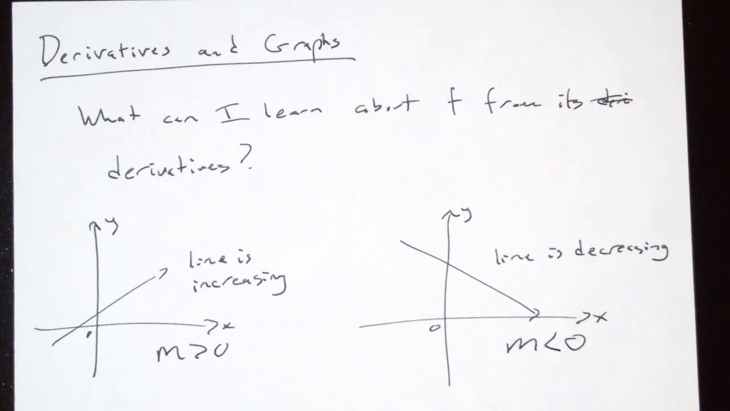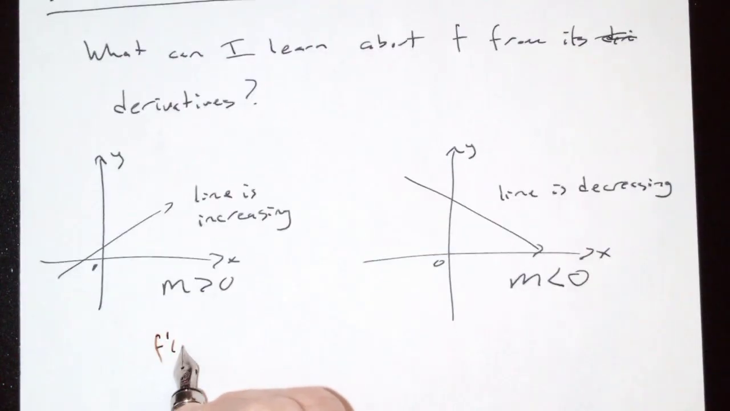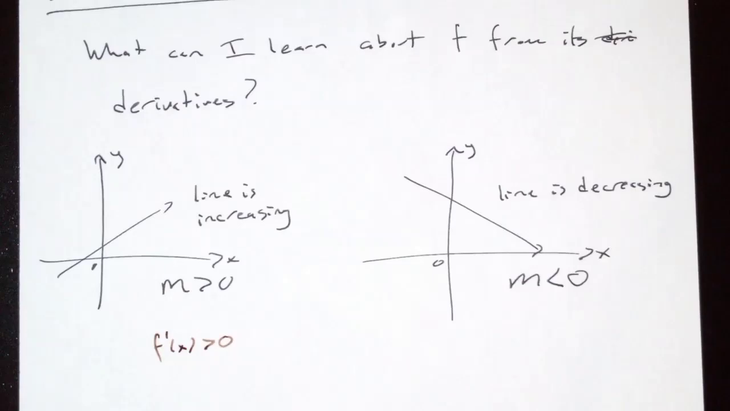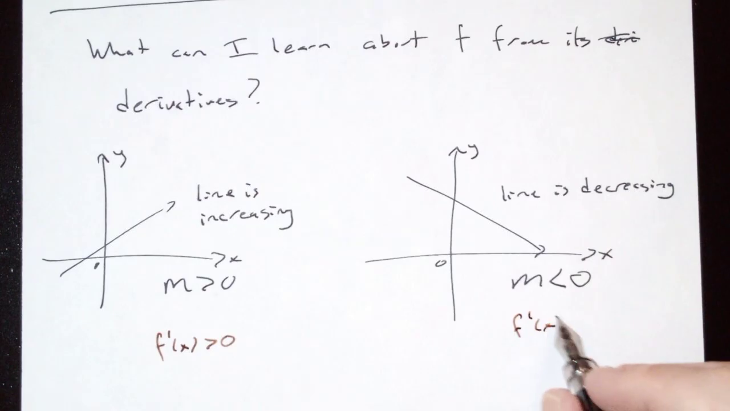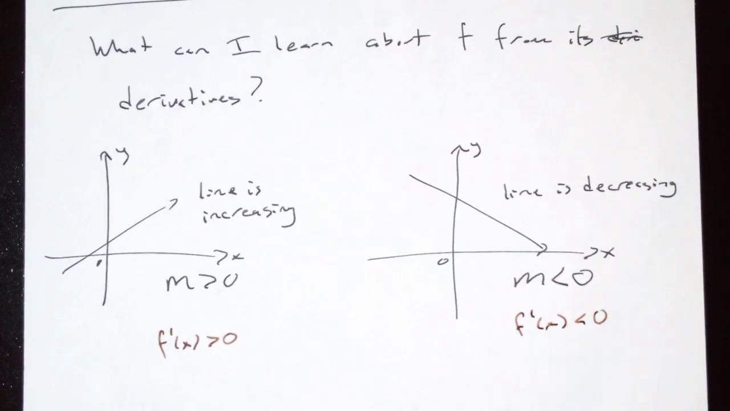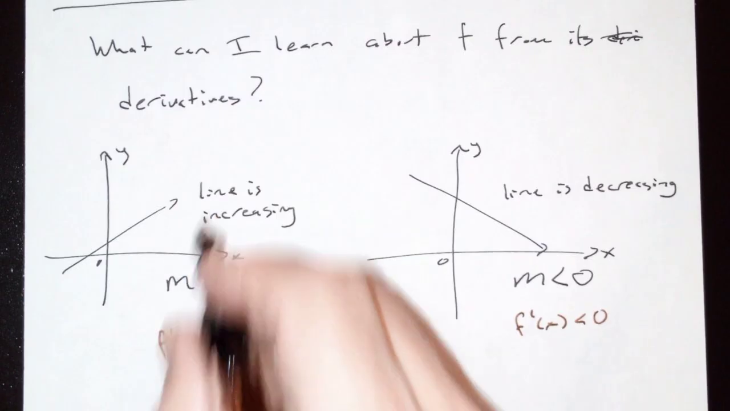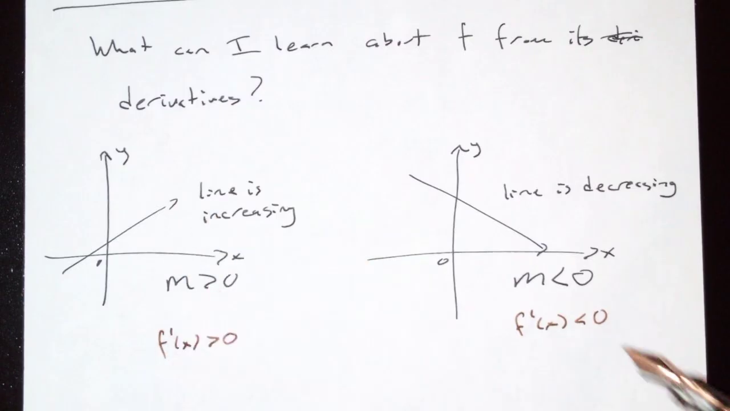So let's take this exact same idea and generalize to things other than lines. If I'm looking at a derivative, that's a slope. Well, it's the slope of the corresponding tangent line. So if I have a section of the graph where my derivative is positive, I'm going to say that section of the graph is increasing. If I have a section of the graph where my derivative is negative, I'm going to say that section of the graph is decreasing.